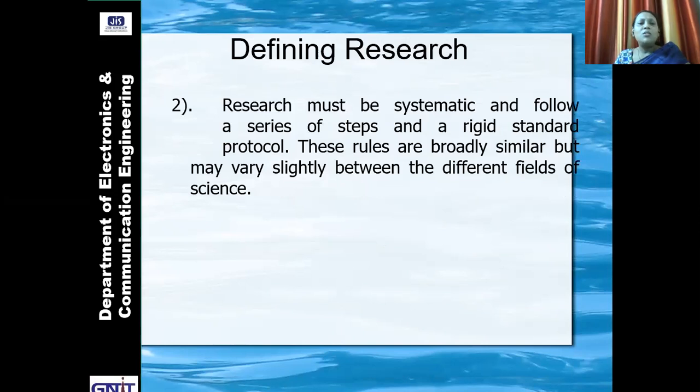Okay. Now, defining research, second point: research must be systematic and follow a series of steps under a rigid standard protocol. Say I am telling that this is 1 centimeter. We know how much 1 centimeter is. Say we are concluding that this is 1 meter. We know how much 1 meter is. So there is a standard protocol. We don't go beyond that. Like that, research also has some standard protocol. These rules are broadly similar but may vary slightly between different fields of research or science.